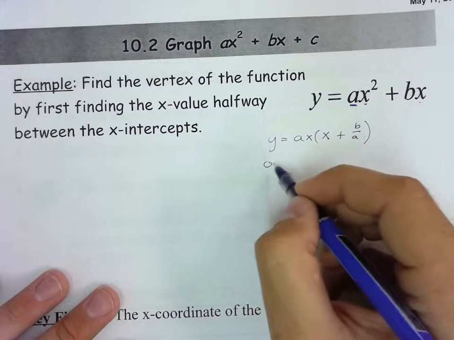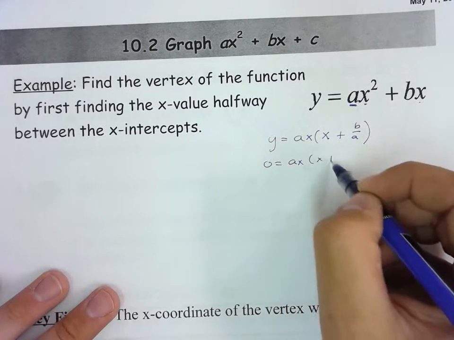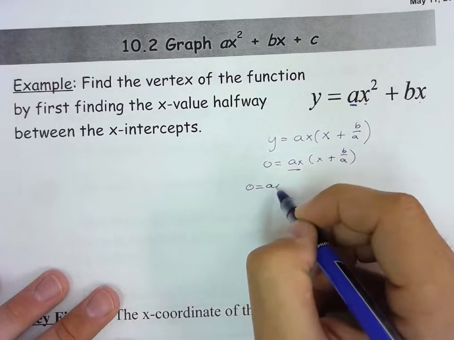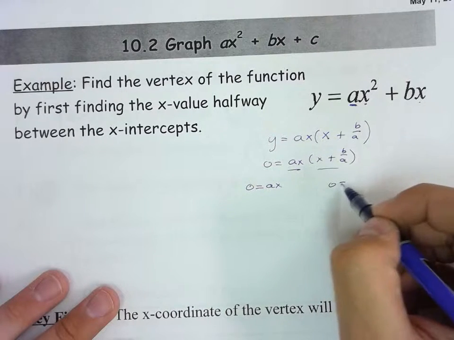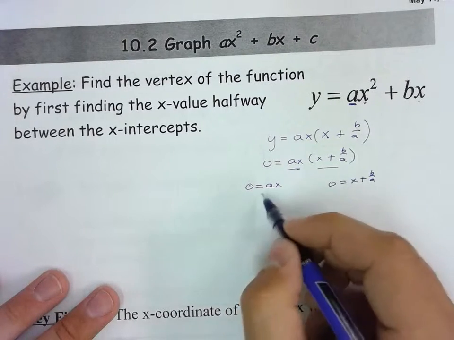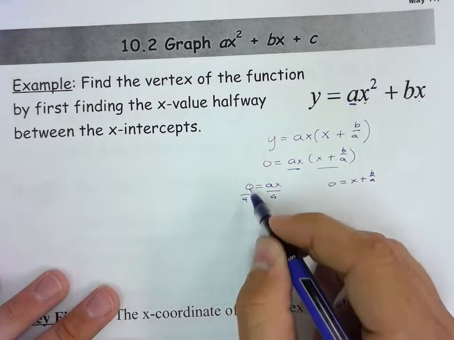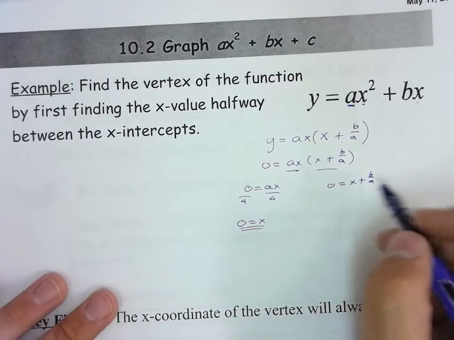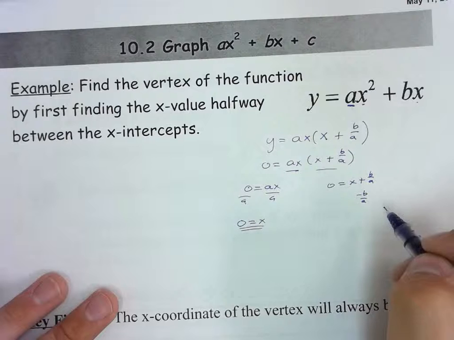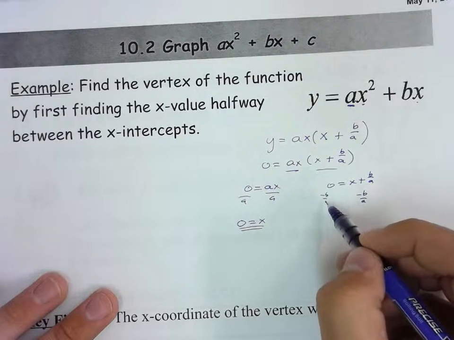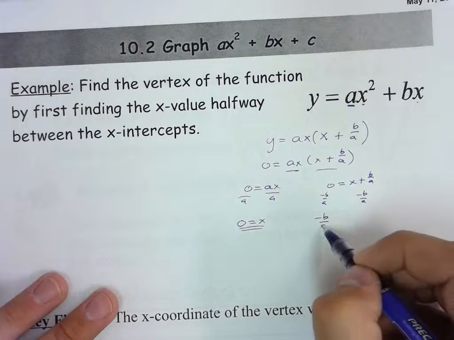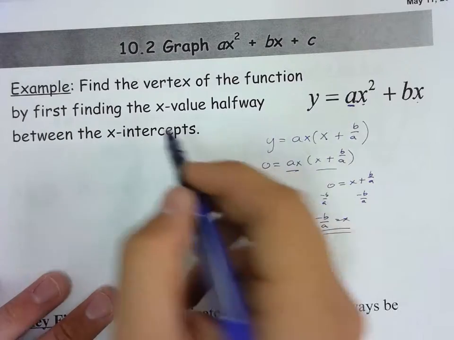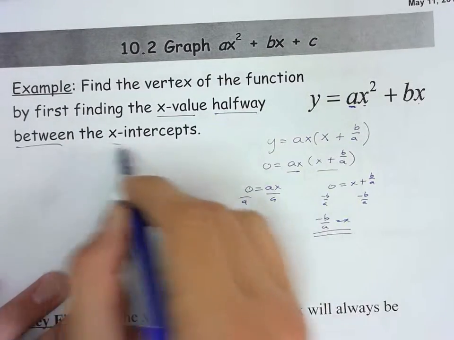So if I was following the process, I'd set it equal to 0. Remember, b and a are just numbers, so that could be equal to 0, or that could be equal to 0. So either divide by a, which is just a number, so 0 divided by a number is still 0, or subtract b over a. Negative b over a equals x. So those are my two zeros. I want to find the vertex. Okay, we have to find the x value that's halfway between the x-intercepts.